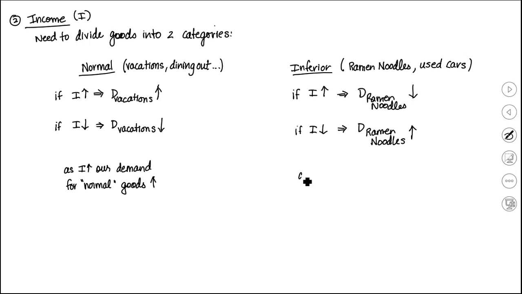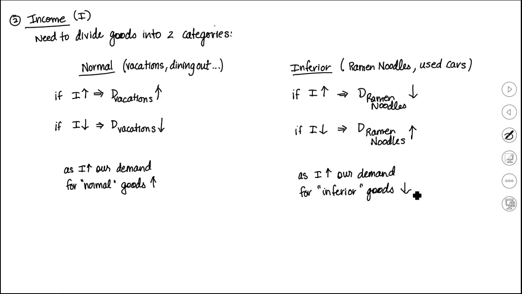So what we would say is that as our income goes up, our demand for inferior goods goes down. But we also have to think about the opposite. What happens when income falls, right?